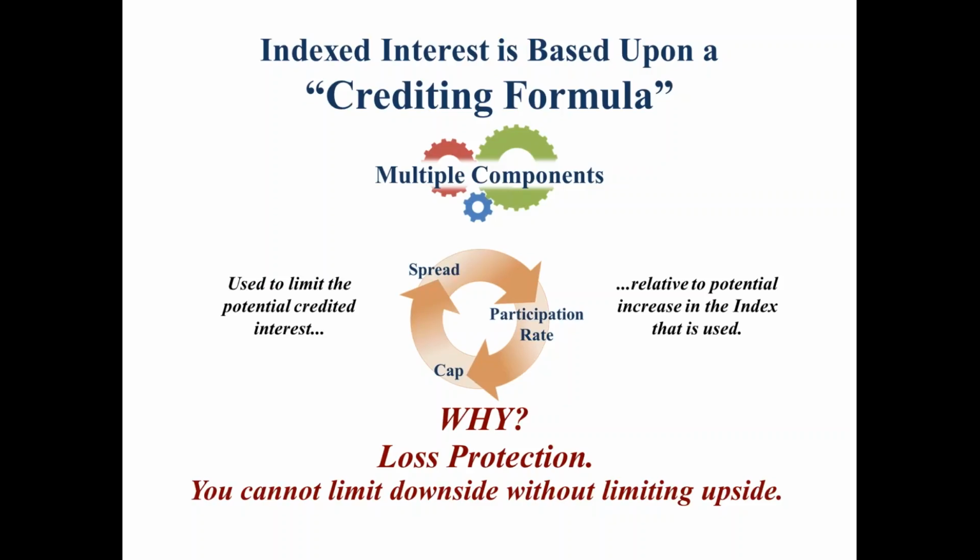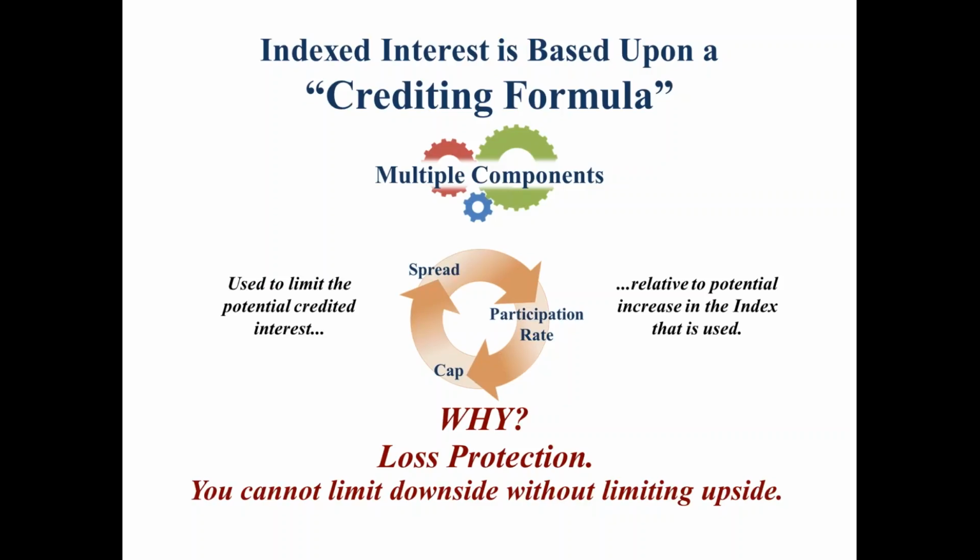You can't limit the downside without limiting the upside. It's impossible to do. That's why there's no such thing as an indexed annuity or an indexed life product that will give you a guarantee that you'll never lose money and give you everything that the market does. It's impossible to do, okay? It's impossible for these financial companies to do that. And so these 3 elements, participation rate, cap, and spread, are used to limit that.